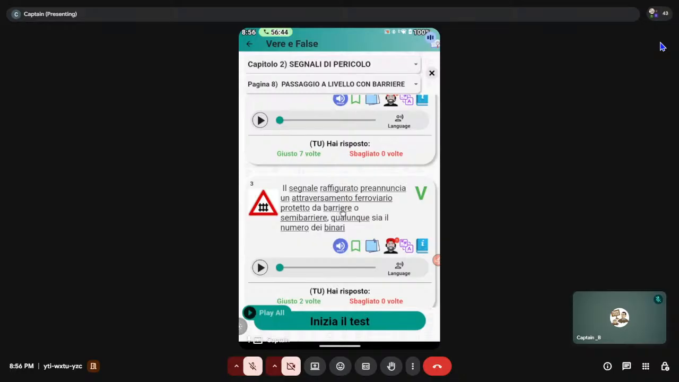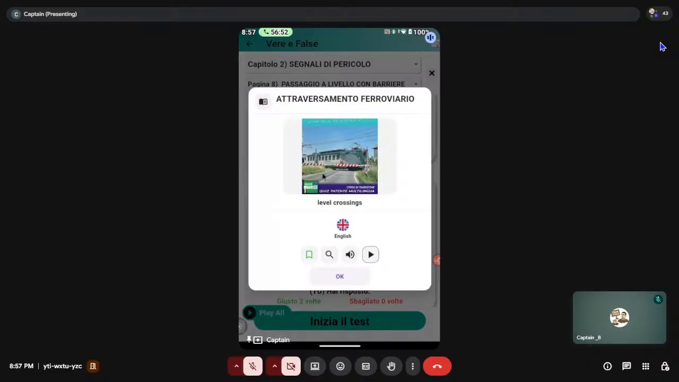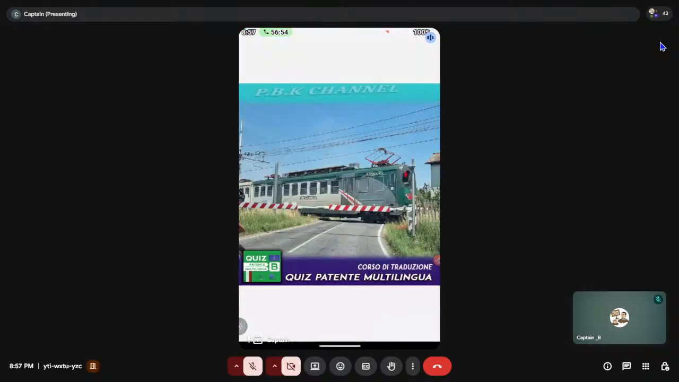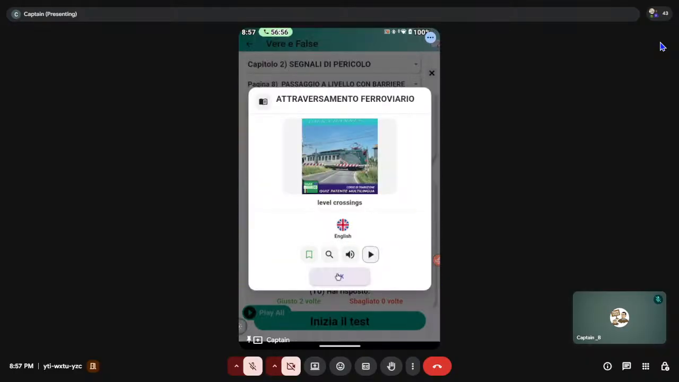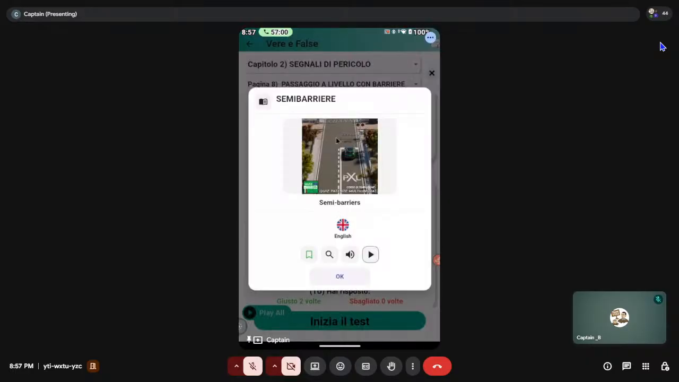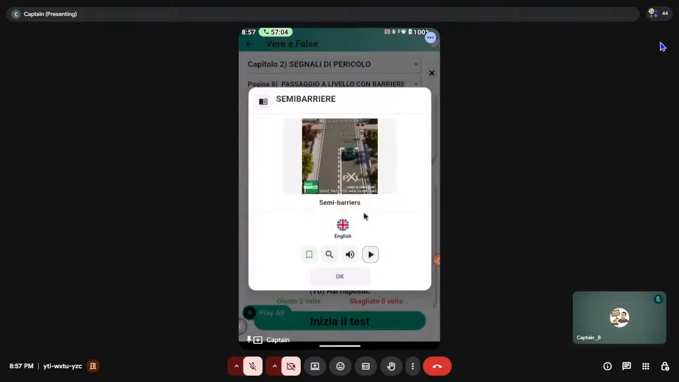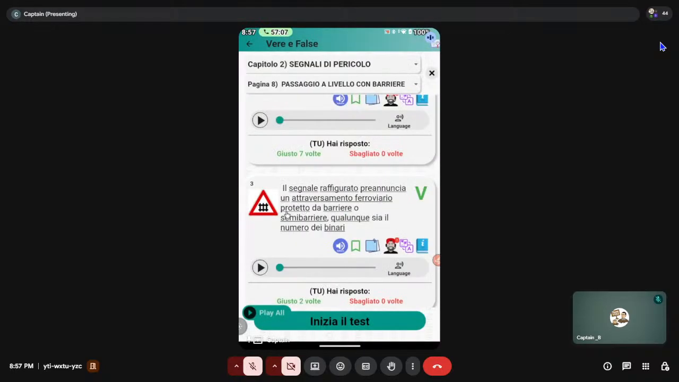Okay, barrier or semi-barrier, either the complete barrier or the half barrier. You have seen the complete barrier just now, and look at it here. This is the complete barrier. This is the complete one. Okay, this is the semi-barrier here. Semi-barrier is the half one. You see it there, half. So semi-barrier.